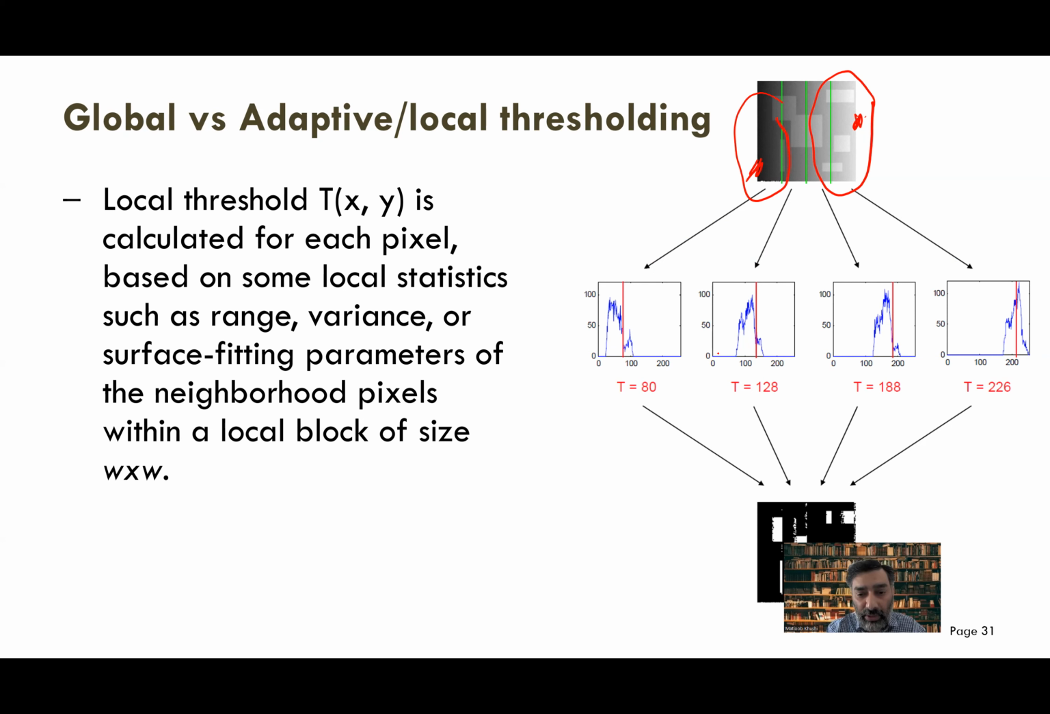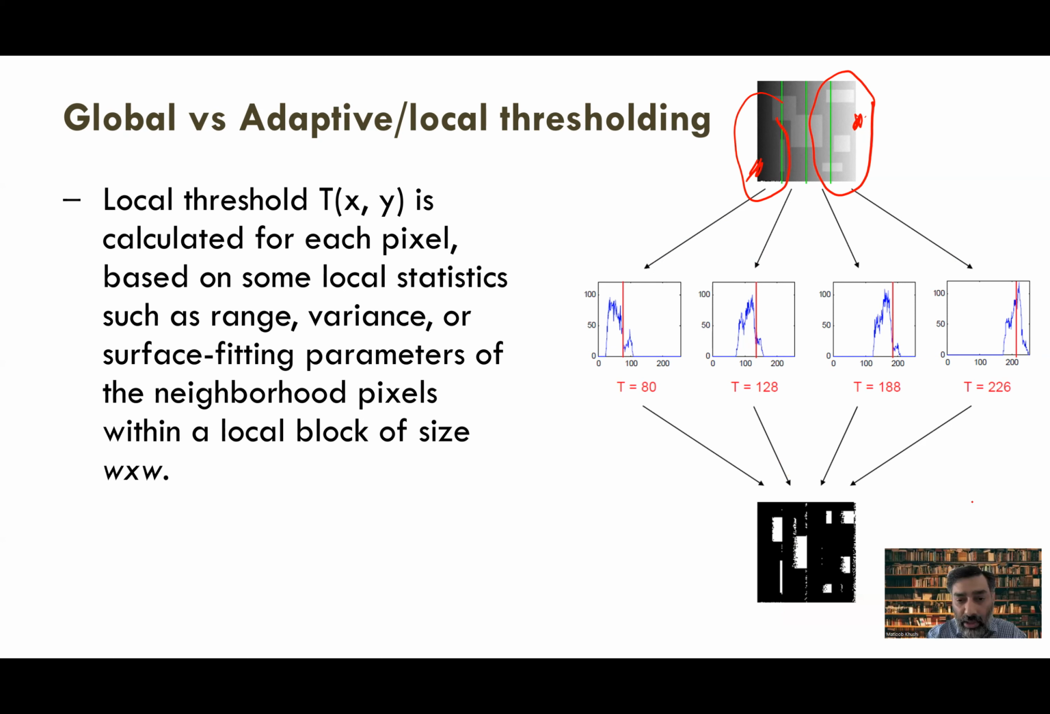So that's why in these images, in the first area the threshold used was 80, in the second one 128, the third one 188, and the fourth one 226. And you can see with this we were able to extract all of the rectangles. Though there is still some noise there, we can get rid of it easily by erosion or some other methods.